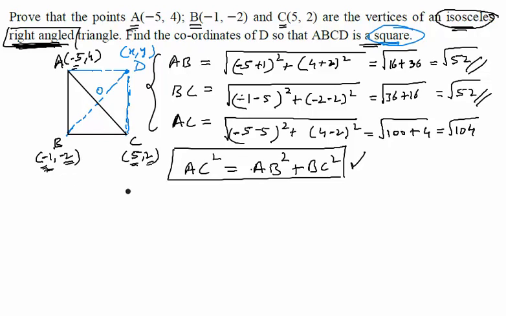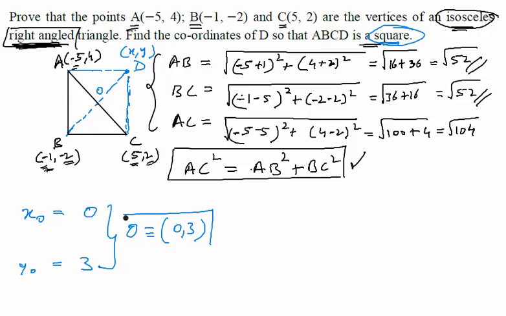Let us calculate the coordinates of O first. Let us consider the coordinates of O as (XO, YO). XO is the midpoint of AC. The midpoint formula is (x1 plus x2) upon 2. If you add -5 and 5, it will become 0. So your XO is 0. What about YO? YO is (y1 plus y2) upon 2. It is (4 plus 2) upon 2, which is 6 upon 2, equal to 3. Which means that the coordinates of O are (0, 3).